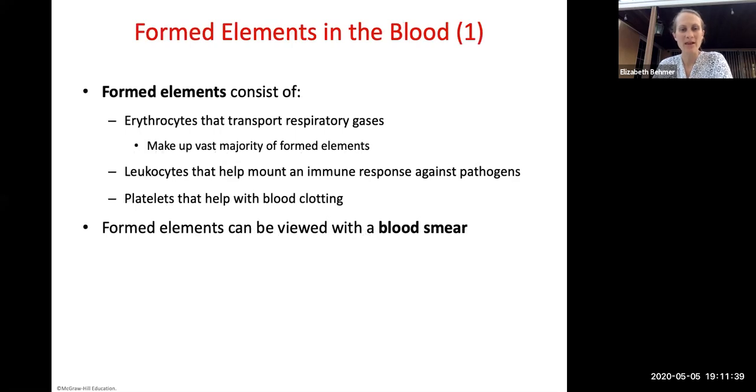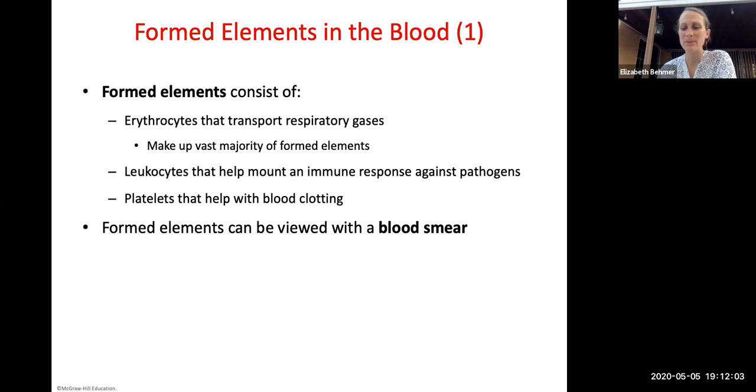So the formed elements consist of erythrocytes, leukocytes, and platelets. And again, formed elements are called formed because they're what your body is making, not any proteins that you're taking in, which would be in the plasma. So basically everything except the plasma is the formed element.